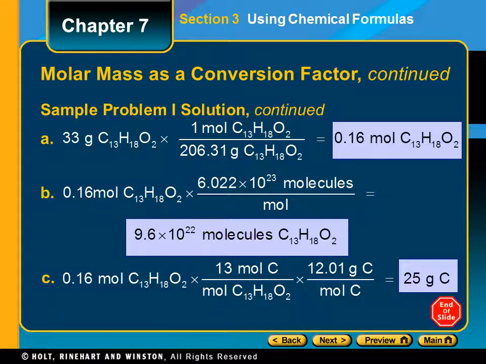In part C, you're going to start again with your moles of ibuprofen, okay? And you know that you have 13 moles of carbon because there's 13 atoms over the mole of the whole product, times 12.01 grams of carbon over a mole of carbon. And you cancel out moles of C13H18O2. You cancel out moles of carbon. The only thing you have left is grams of carbon. That bottle is going to contain 25 grams of carbon.